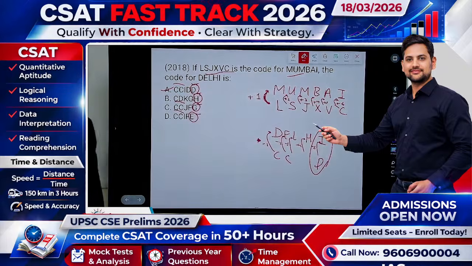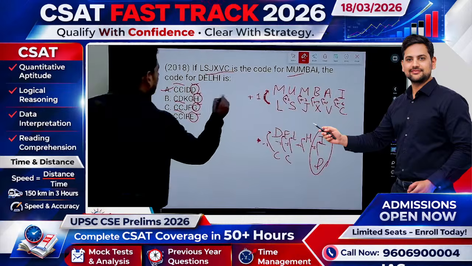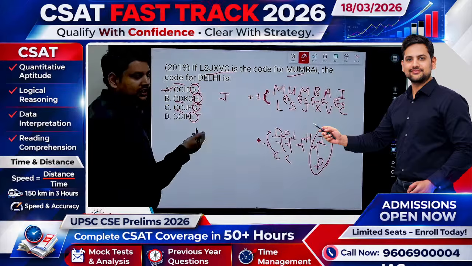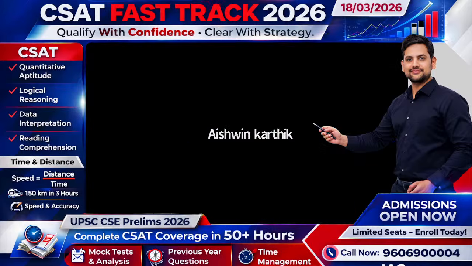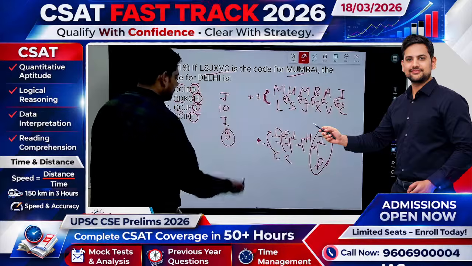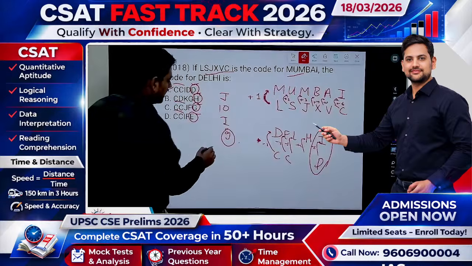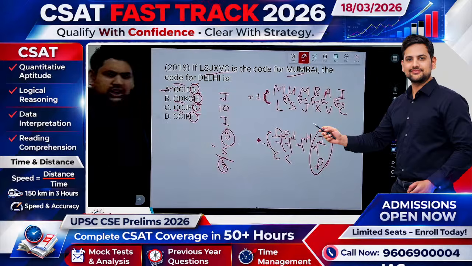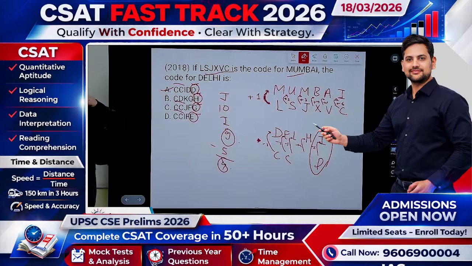Correct? How would you find the number of I? J is what? J is 10. So IJ means I is what? I is 9. So if I is 9, you subtract 5 from it, you get 4. 4 is letter number D. So you get to D. If this is how you do, you will do it faster.